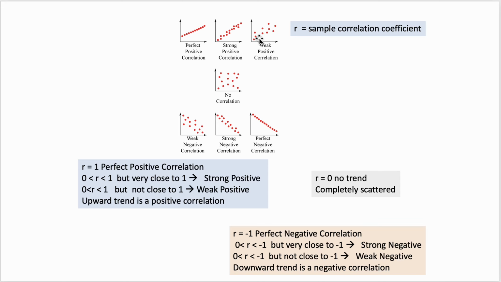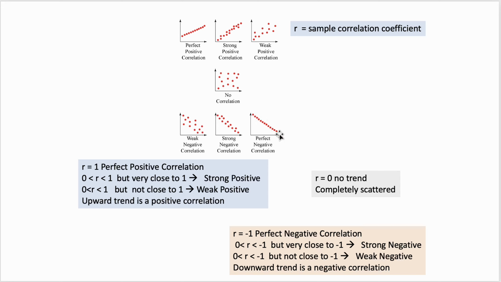The last one is a weak positive correlation. Yes, there's an upward trend, but a straight line would not fit all the data values very well at all. So you've got perfect, strong, and weak. Let's go down here. All of those were upward trends. We're down here with a negative correlation.